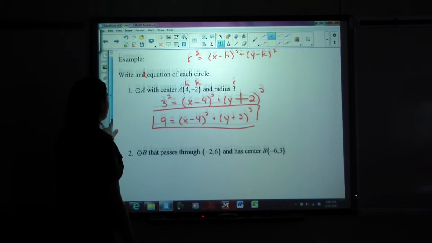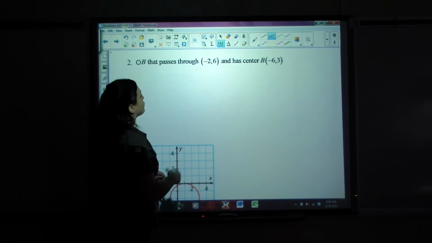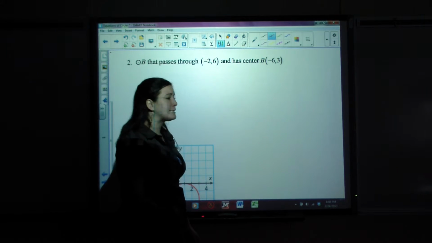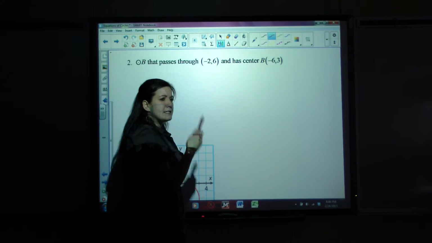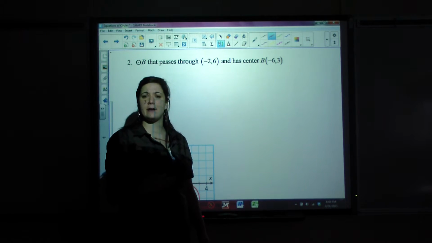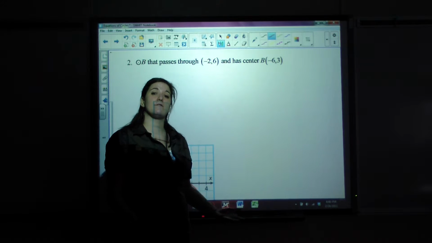All right, that one was nice. Let's try another one, a little bit more challenging. This one wants circle B. It's going to pass through the point (-2, 6). It's passing through that point. That's not the center. It says its center is at (-6, 3). So what information is missing here that we've had before and we don't have now? Well, the answer to that is the radius. So we're going to need to find the radius.